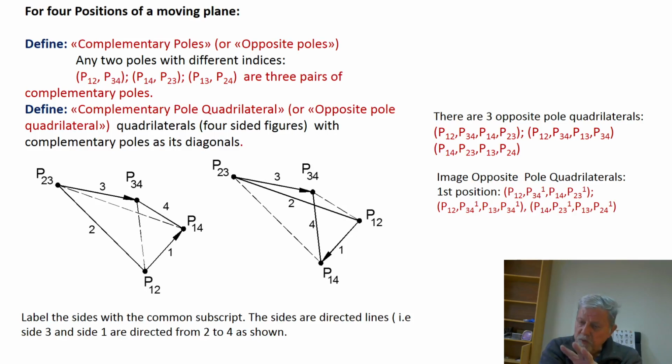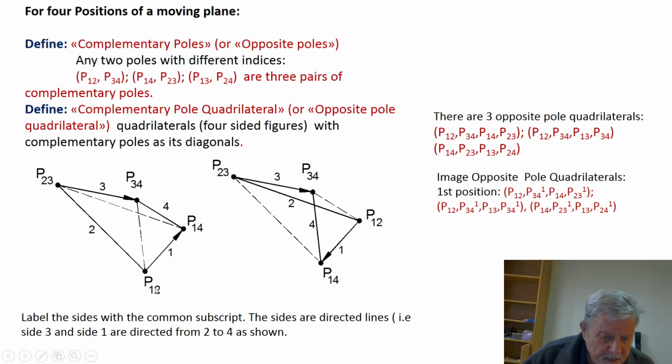The complementary pole quadrilateral, or opposite pole quadrilateral. Quadrilateral means a 4-sided figure, with complementary poles as its diagonals. For example, in the first case, P23, P14 is one complementary pole, and P12, P34 is the other complementary pole. Now we have a quadrilateral.